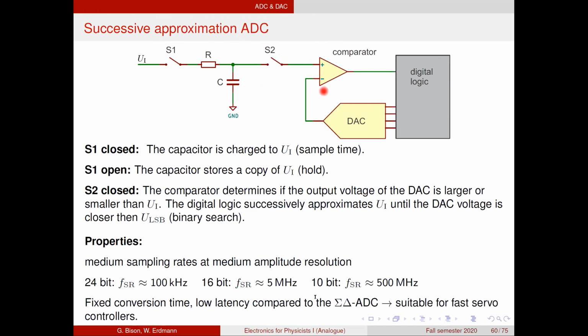Now what the ADC does is it determines the voltage that we have stored in the capacitor. It's also called a sample and hold circuit. Again, we use a comparator, and here we have a DAC. What the logic does is it generates the mid-range voltage with the DAC. Then the comparator tells us, with switch 2 closed, if the voltage that we have here is larger or smaller than the middle. Depending on the answer, we can do the next step and say, okay, if it was smaller, then let's go to 1/4.